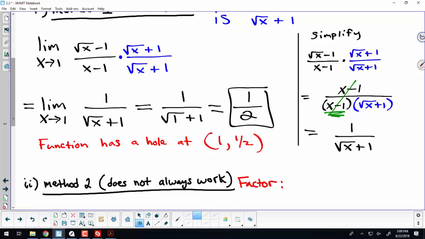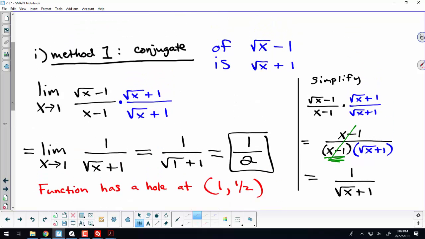Does anyone have any questions? Yeah. Can you kind of repeat to me why there is a hole at 1/2? Okay, so the reason there's a hole, just think about it this way. When a function's undefined, what do you have? You either have an asymptote or a hole, a vertical asymptote or a hole, right?